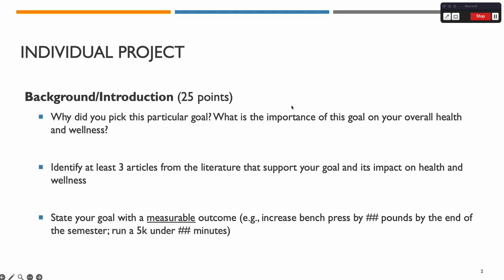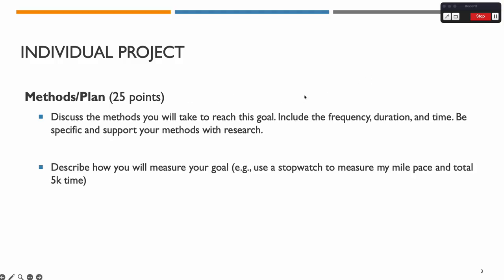After that, you will go into a method and your plan, like what are you planning on doing? What were your methods to reach your goal? And so include the frequency, duration, the time, like how it was progressing through the semester, what your time frame was. So really put that down on paper and figure that out now. It'd be a lot easier to track as well.